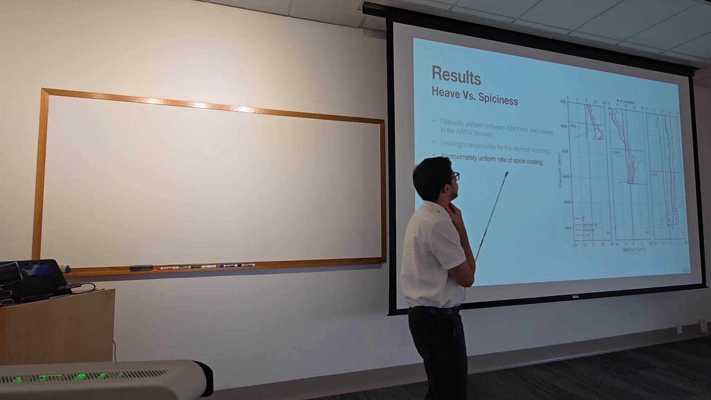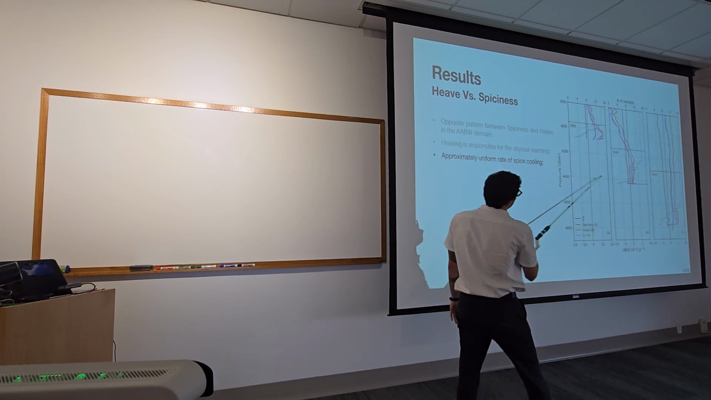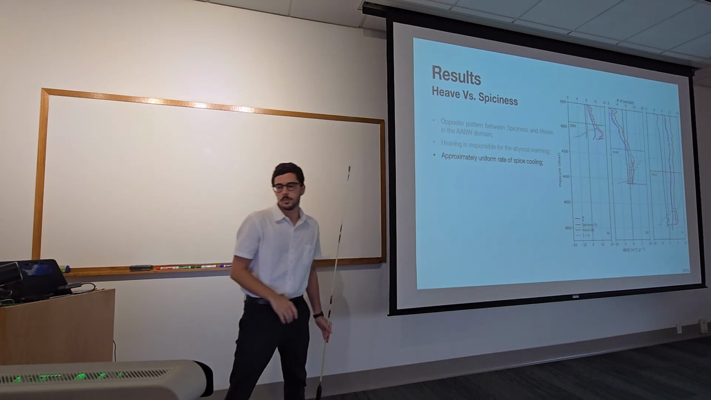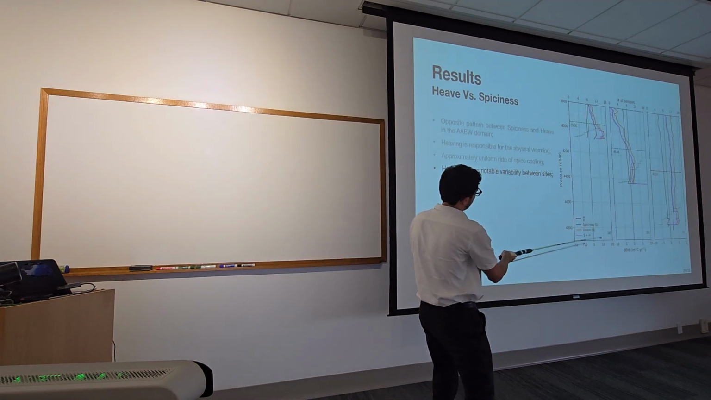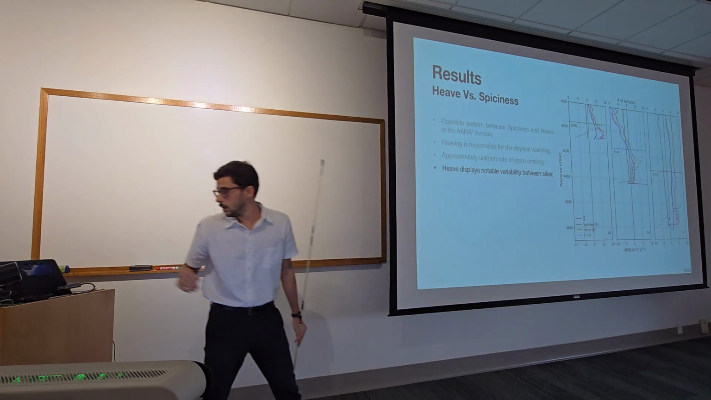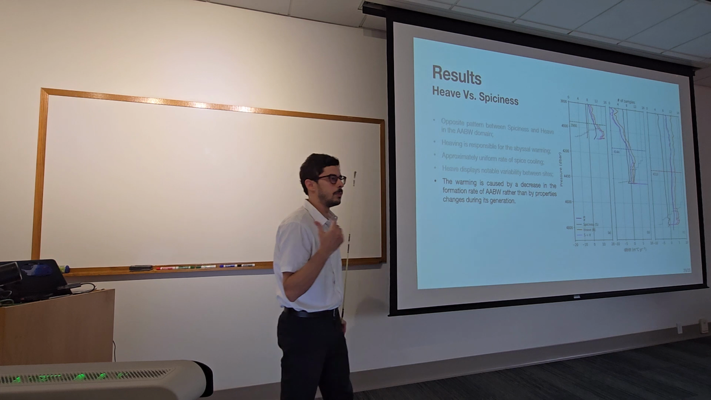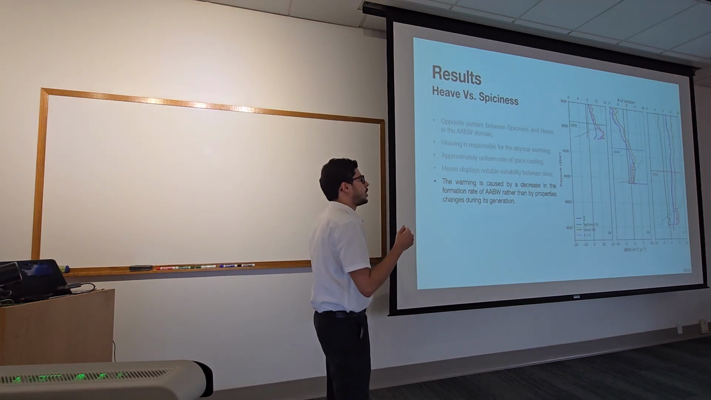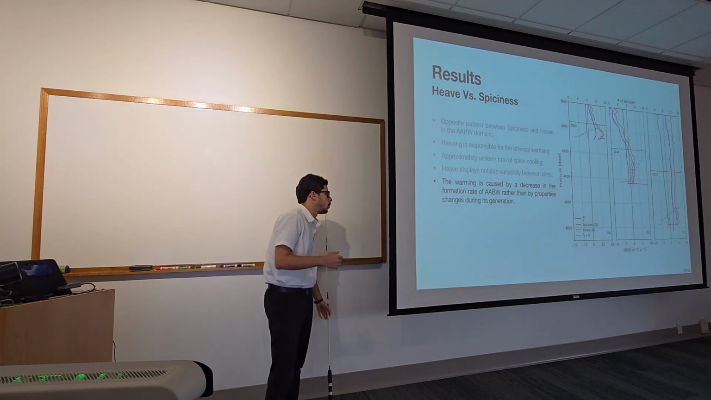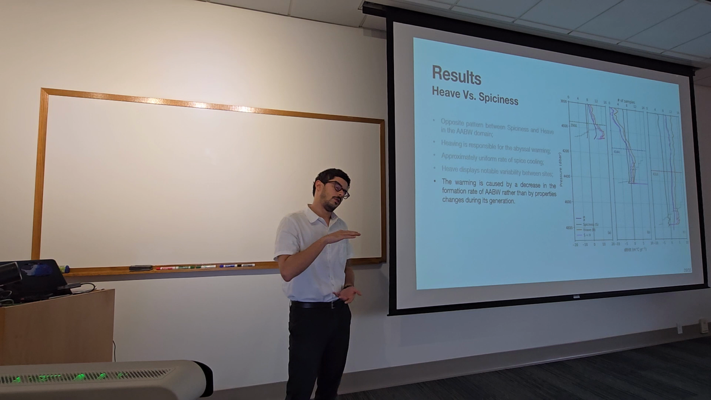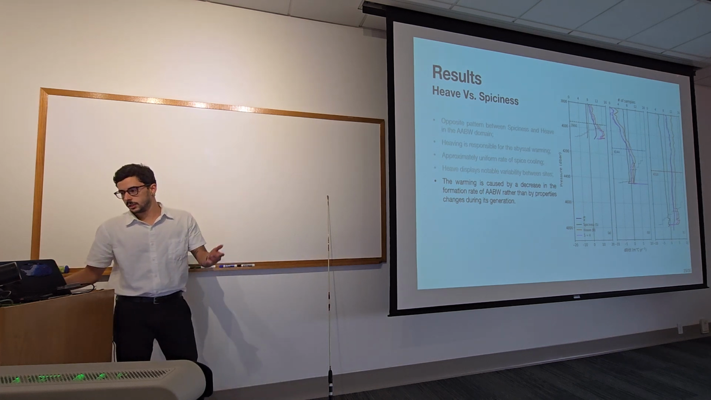We notice also that the spiciness is almost uniform, both along the water column and along our transect. All the profiles are almost uniform in that sense. But heave displays a notable variability between sites and also along the water column. Taking all of it into consideration, we can infer that the warming that we noticed in the previous studies, and here also, is caused by a decrease in the formation rate of the AABW instead of changes in its properties during formation. So we speculate that now we have less formation of AABW instead of the same formation but with different parameters. This is what we get from this analysis.